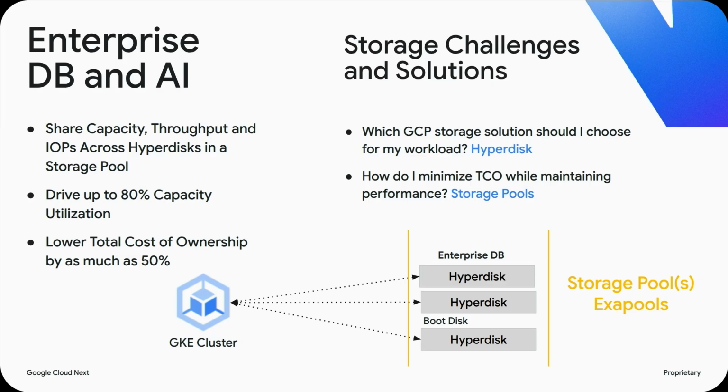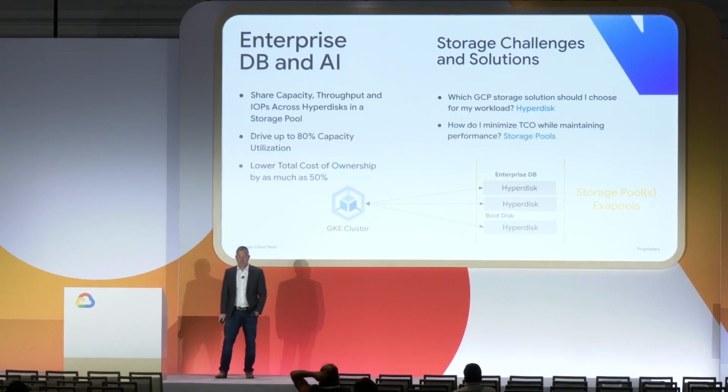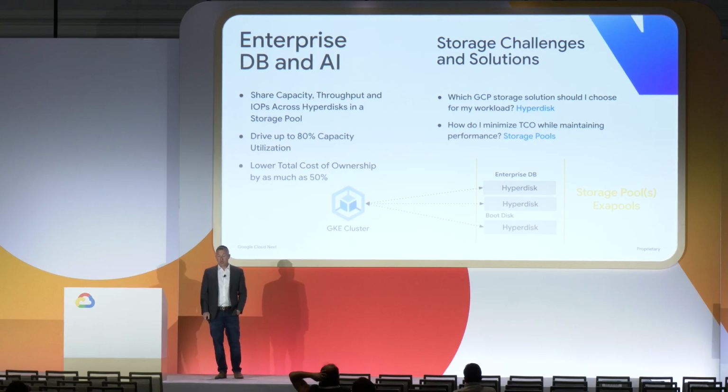AI workloads require massive-scale throughput with consistency and low latency, often with highly correlated peaks. Storage pools, now exapools, provide the highest performance and highest capacity block storage per AI cluster of any hyperscaler out there.